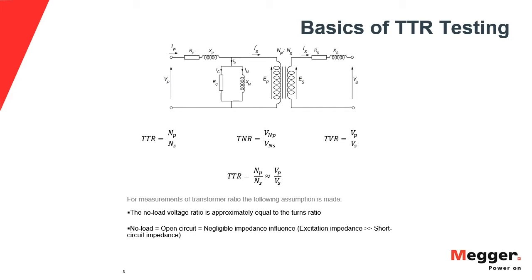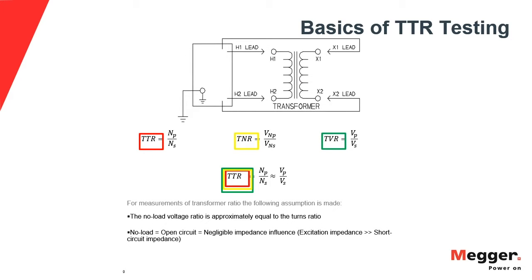So what do we do about that? I'm showing you here once again that equivalent transformer circuit diagram. And again, per definition, transformer turns ratio is the relationship between the physical number of turns, what I have right now highlighted in red. Then we get to another concept, which is transformer nameplate ratio.